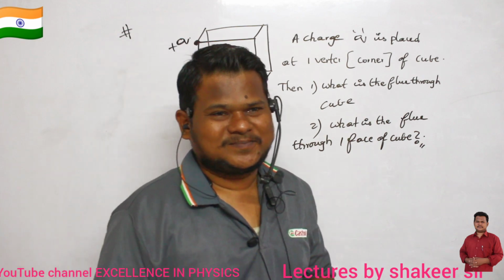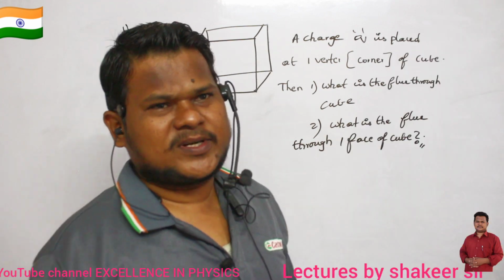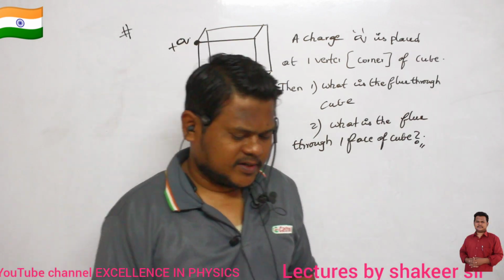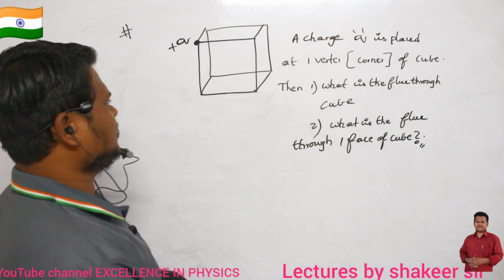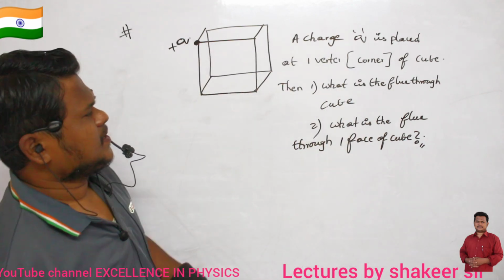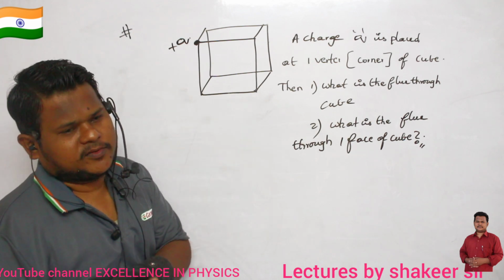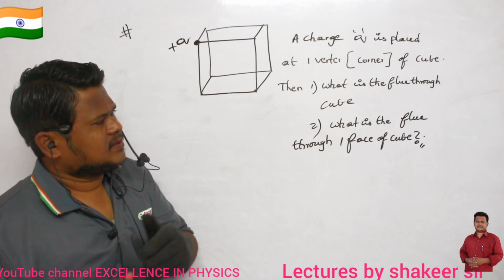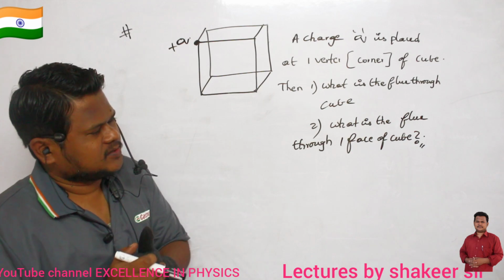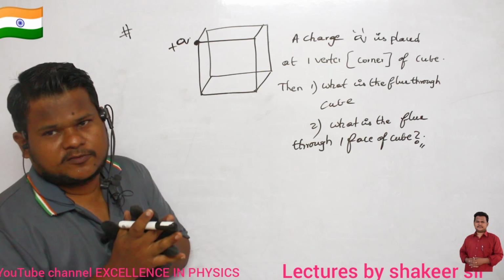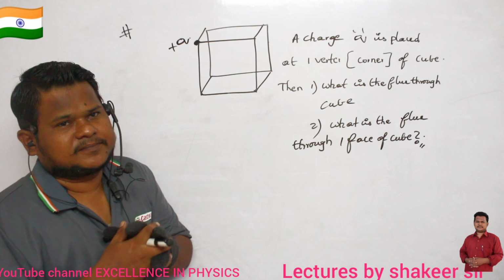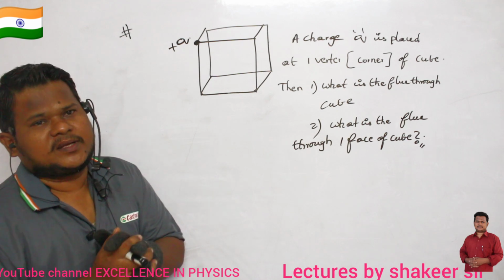So from each face of the cube, how much flux will be coming out? That is the question. Can anybody say? Students online, first of all, switch on your videos. Okay. Can you say? A charge Q is placed at one vertex of a cube. What is the flux coming out of this cube and out of one face of the cube? How can I calculate? Any idea?